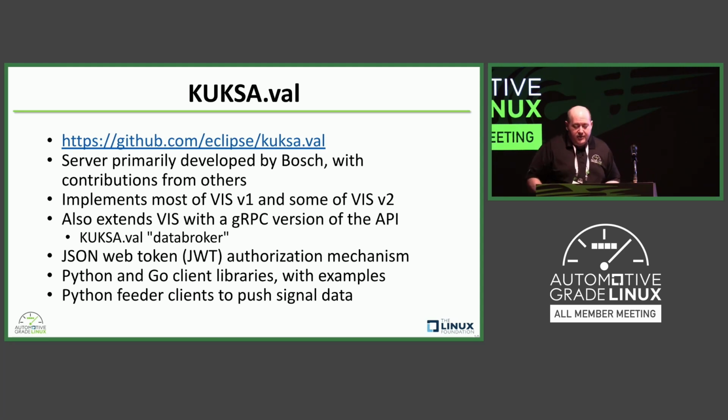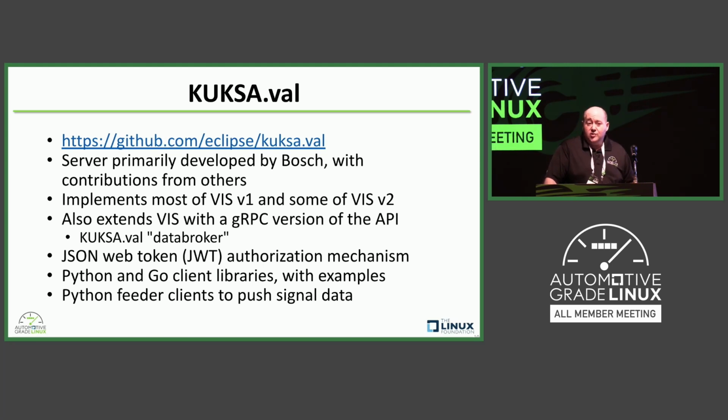So basically the original server is a C++ project, but they also did a second implementation in Rust that extends the API with a gRPC version. So protobufs with gRPC, very similar to the VIS API, but completely binary and with strong data types. That's what's called the KUKSA.val databroker, which I will talk about quite a bit more as we go along. They also have implemented a JSON web token based authorization mechanism.